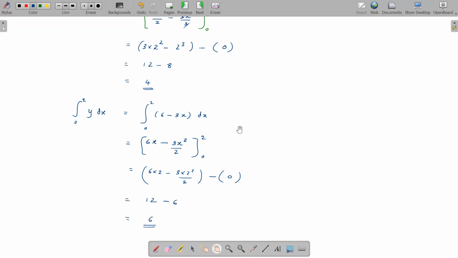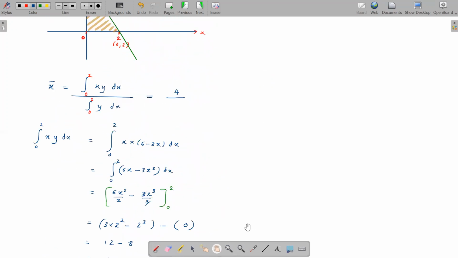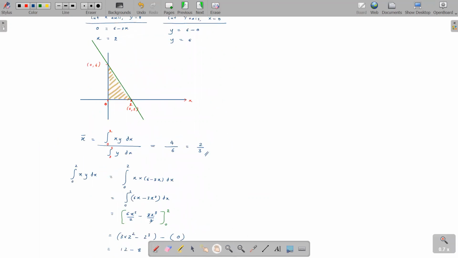All right, so I have both the bounds, so it's time to substitute the values. The top value is 4, the bottom value is 6. 4 over 6 gives us the x bar answer as 2 over 3. So this is your x bar answer using integration. All right, guys, can you see? Now, similarly, you have to find y bar.